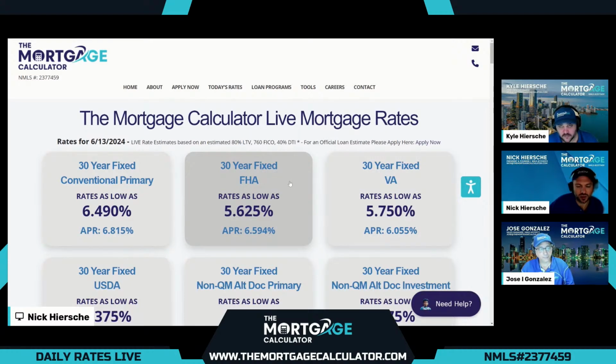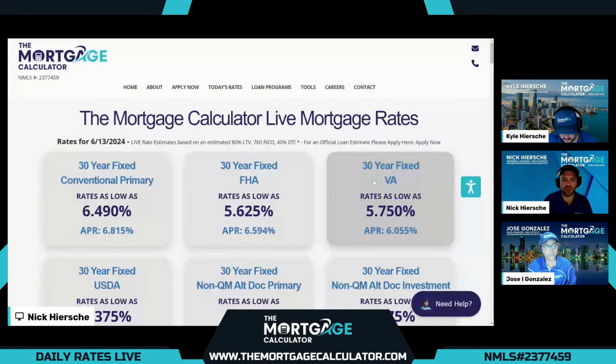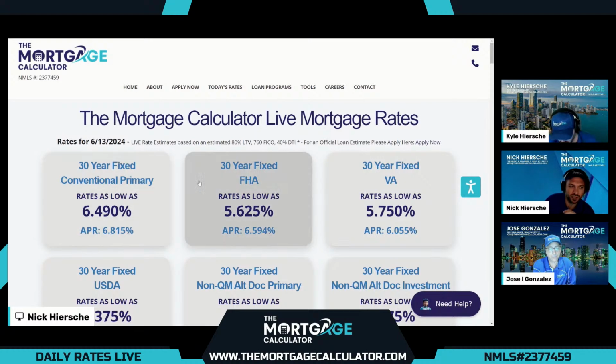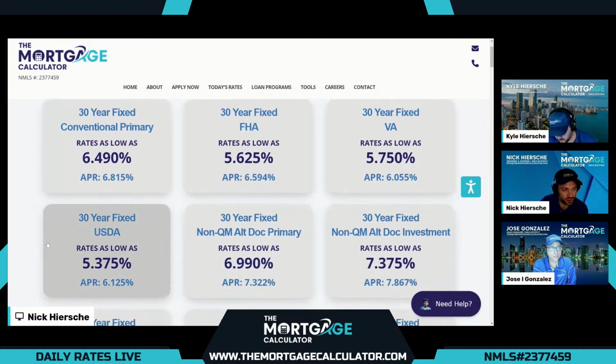And moving on to our VA options. VA is only eligible for active service members and veterans. If you are eligible for the VA programs, absolutely amazing. Rates as low as 5.75 today. Final APR comes in at 6.055. So notice this blows FHA and conventional out of the water when you compare. So definitely a great option for our eligible vets and service members.